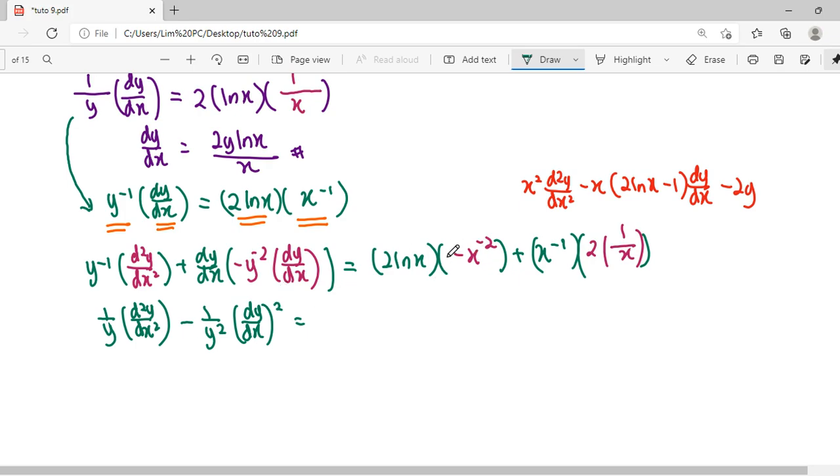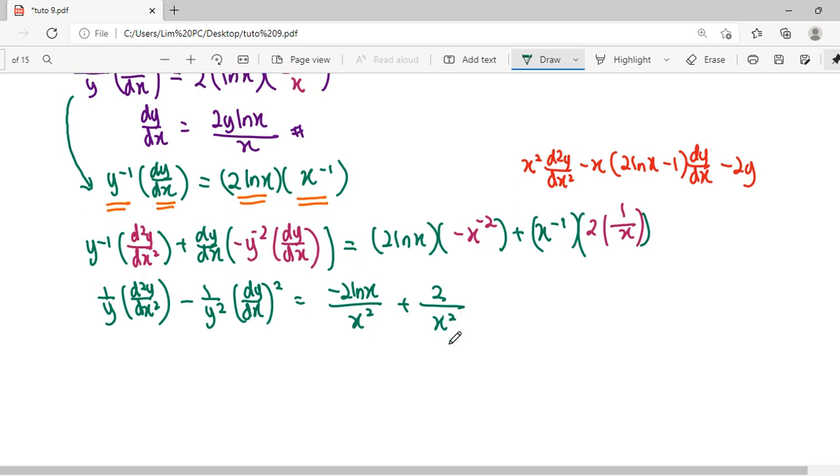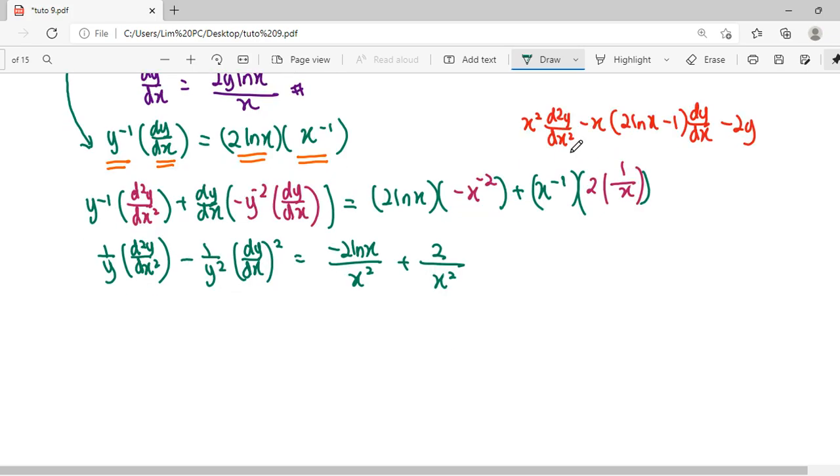And then we can see here, when we simplify this, it will give us negative 2 ln x. Then x to the power of negative 2 becomes denominator squared. And then this part will be 2 over x squared. As we can see here, 1 over x times x, the denominator here is x squared. So after we simplify, we compare to the equation that we want to multiply.